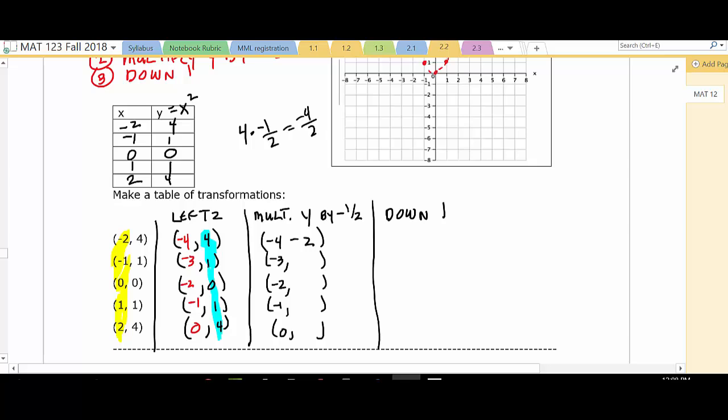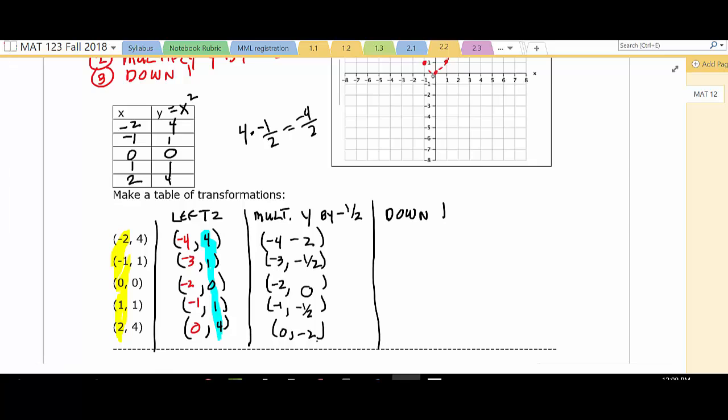Okay, what would the next one be? If you take 1 times -1/2, what do you get? -1/2. How about 0 times -1/2? Still 0, right? How about 1 times -1/2? 1/2. Everybody with me? And then 4 times -1/2, we already figured that out. That was -2. So I took -1/2 of the y value. All right, so everybody following what I'm doing?